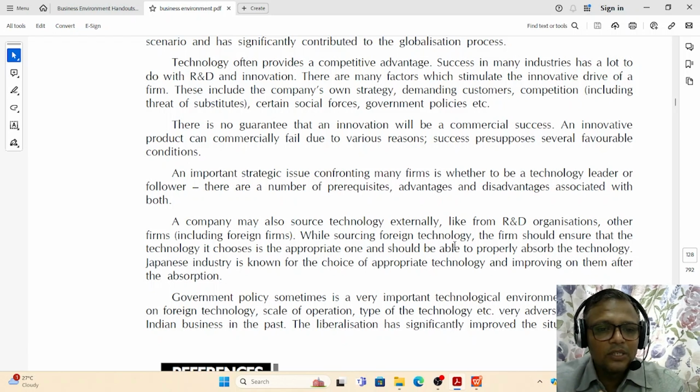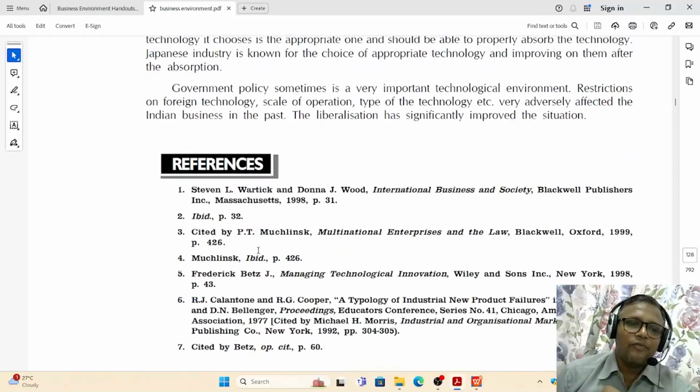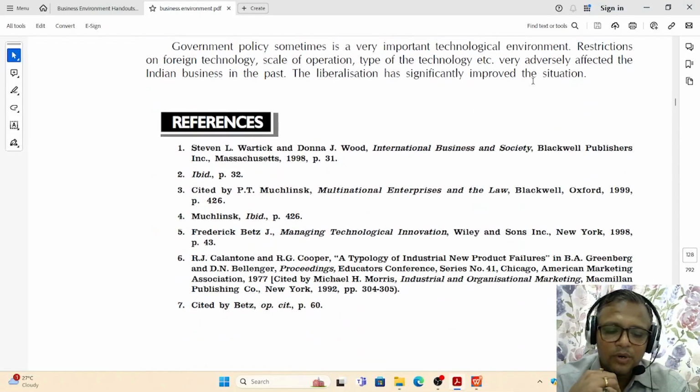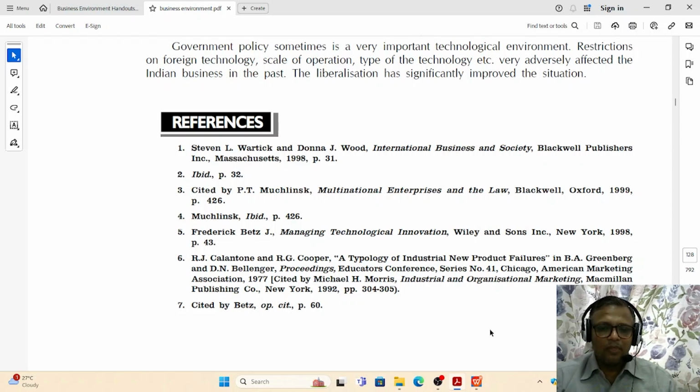The government policy sometimes is very important. Technological environment, restrictions on the foreign technology, scale of operations, type of technology, etc. very adversely affected the Indian business in the past, and thus the liberalization has significantly improved the situation. Now, these are the following references which you can refer for the topic called technological environment, in which the content from Stephen Wartick or by the Mushling are good, and many more other contents can be referred to over here.